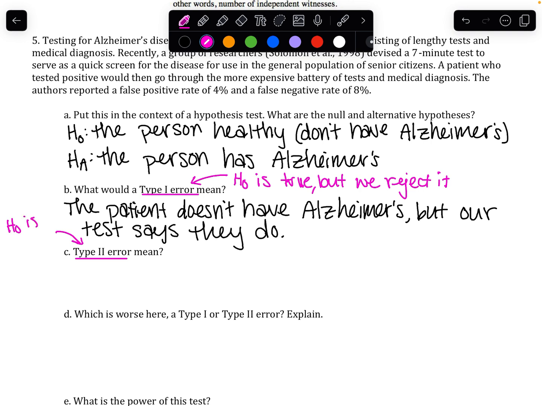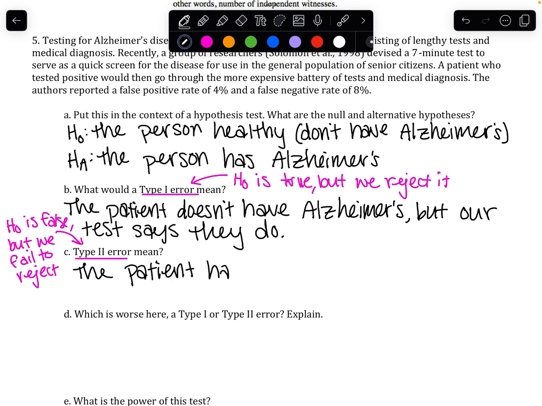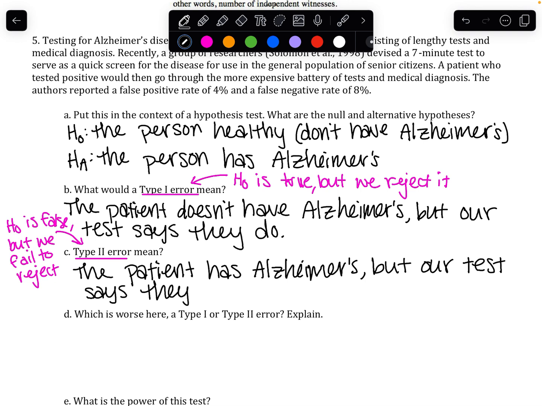Remember, that's a 2 F's. Null hypothesis is false, but we fail to reject. So, if the null hypothesis is false, the patient has Alzheimer's. But our test says they don't. Okay? The null hypothesis is false, but we fail to reject it.